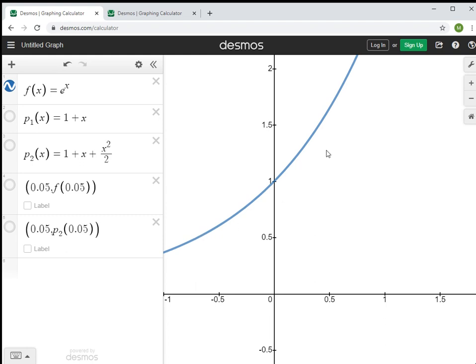So here in blue is our exponential curve, e to the x. There is p1 of x. This is what we saw in the last video. That's the tangent line to the exponential curve at the point 0, 1.